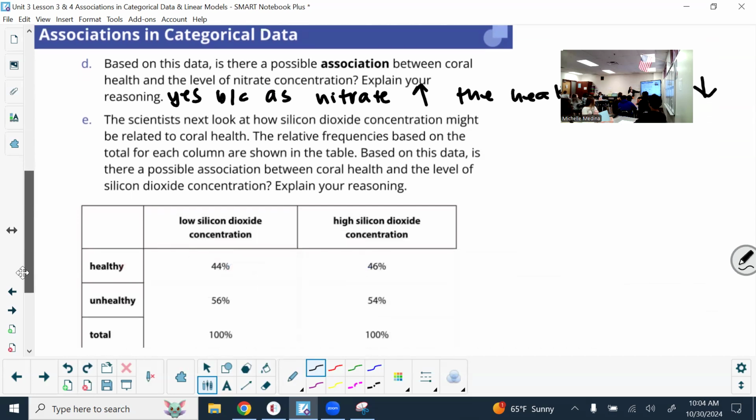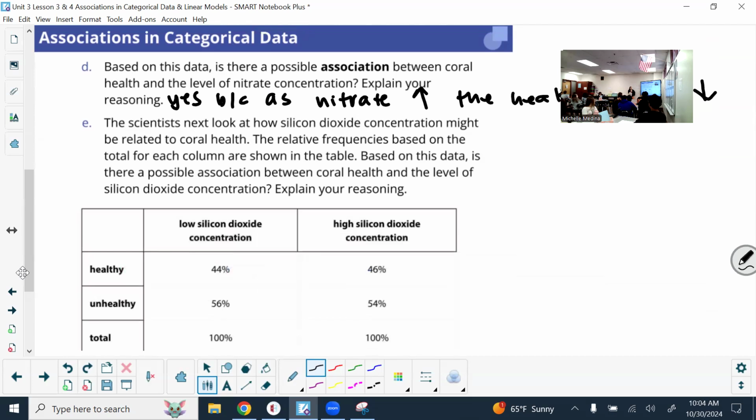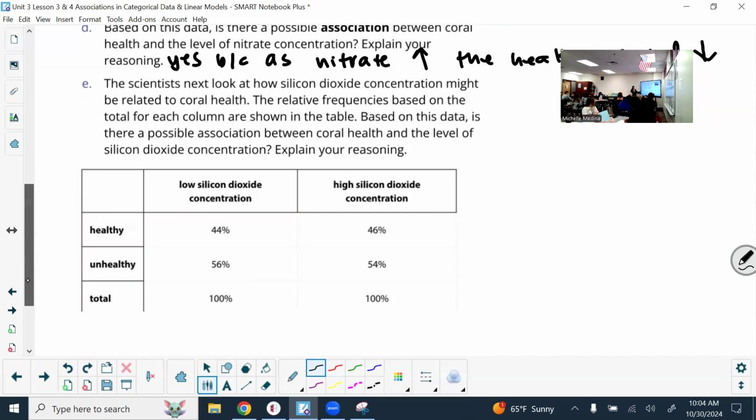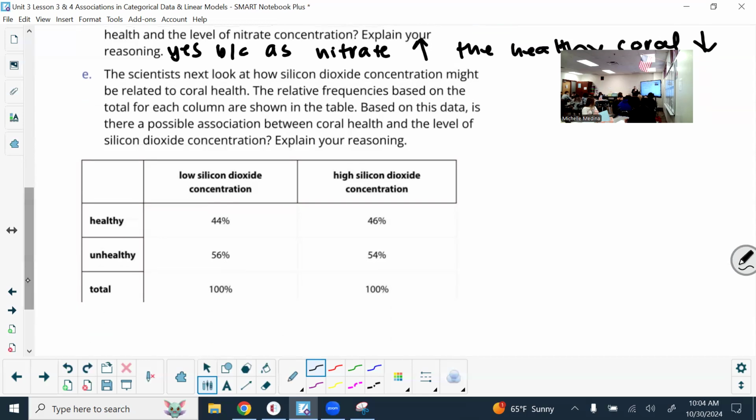Now, scientists next look at how silicon dioxide, so a different chemical, might be related to coral health. The relative frequencies based on the total for each column are shown in this table. Based on this data, is there a possible association between coral health and the level of silicon dioxide concentration? So they're not making you calculate it, they're just giving it to you this time.